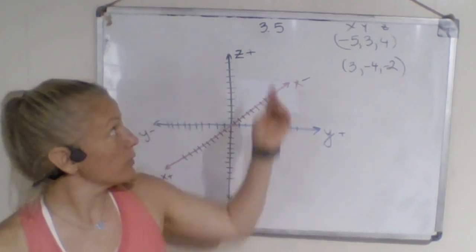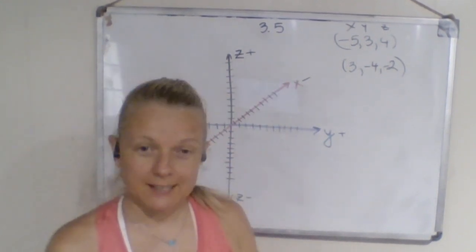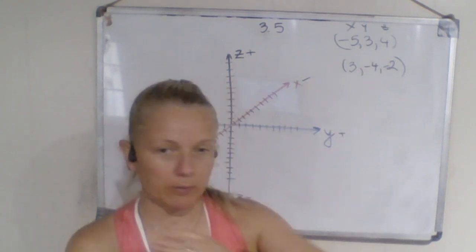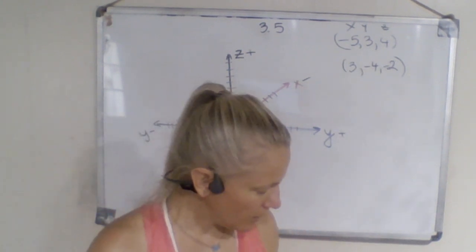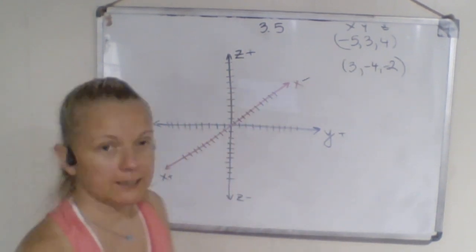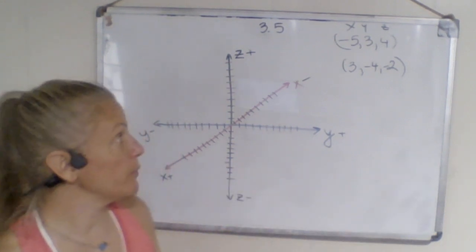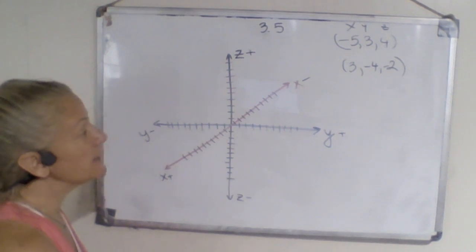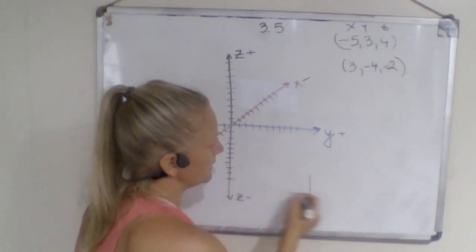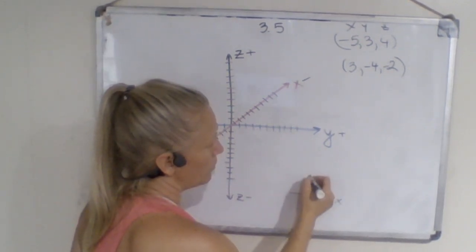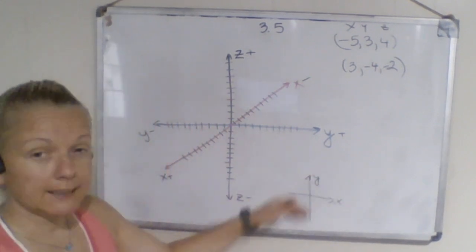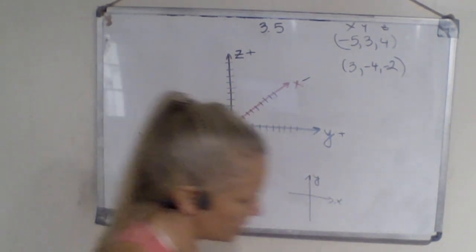Hey guys, welcome to 3.5, and this is the lesson that gets a little bit confusing. Up until now we graphed in 2 dimensions, and we're moving into graphing linear equations in 3 variables. This is a short lesson, we're not going to push on it too much, but we want to make sure we get it right. Instead of having our regular x and y axes, now we have a 3-dimensional axis.